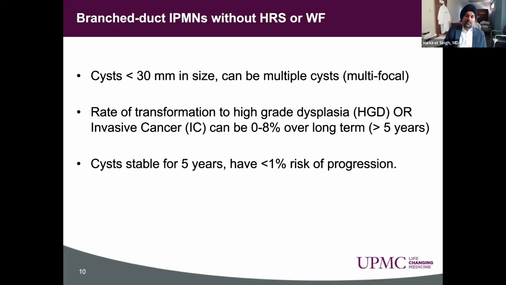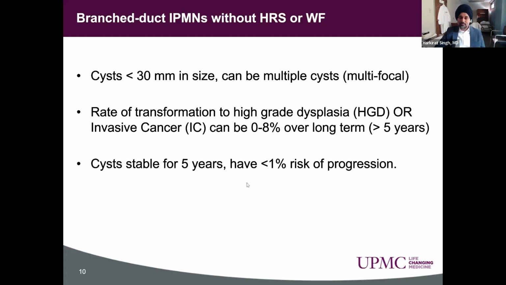So any branch duct IPMN without these high-risk stigmata or worrisome features, these are the most common cysts that we see. Most of these have a cyst size less than 30 millimeters, and they can be multifocal. There are some longitudinal studies available for this, and if you follow these cysts over a 5-year or long-term span, the risk of transformation to any advanced neoplasia, which could be high-grade dysplasia or cancer, is reported anywhere from 0 to 8%, way less than other cysts.